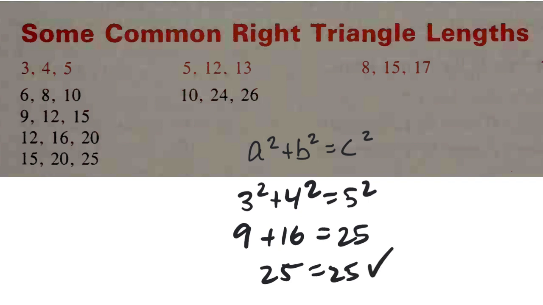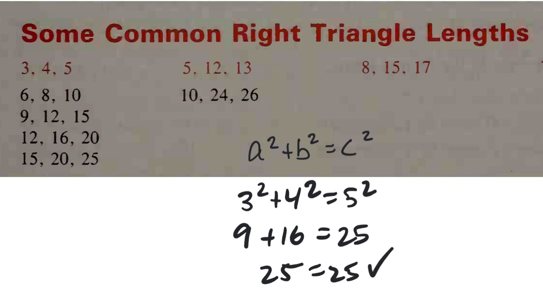The same thing works for others, and you're going to have to take my word for it. If you just double the 3, that's 6, double the 4, and double the 5. If you triple the 3, triple the 4, and triple the 5, or scale it by 4, you get 12, 16, 20. You can scale these by 5 too. Any multiples of 3, 4, 5 work, and that'll make a right triangle.